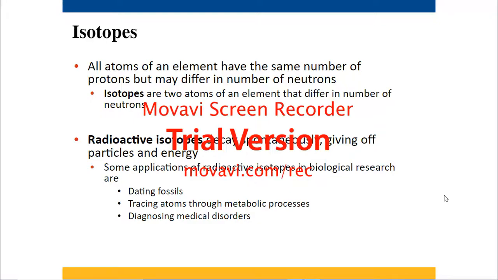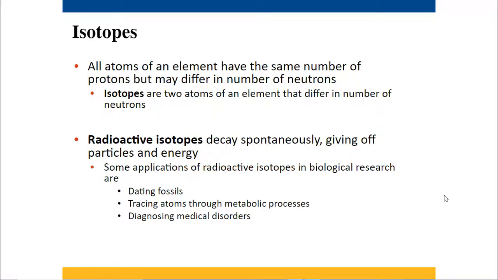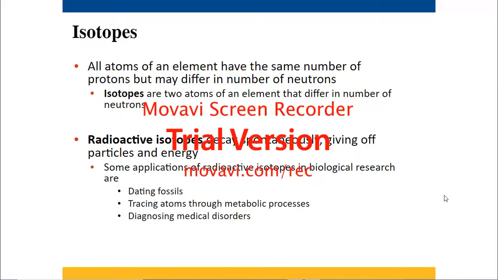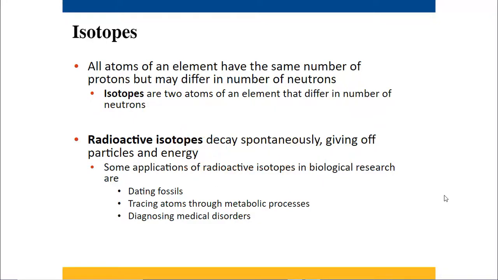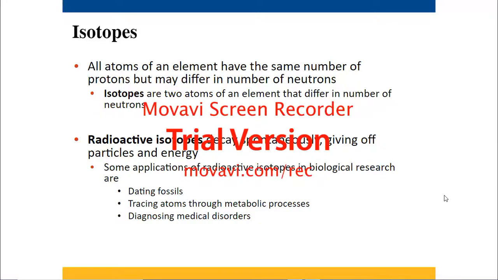You have isotopes of carbon, you have isotopes of hydrogen, and you have these naturally radioactive isotopes, which are very useful for biological research. For example, dating fossils, tracing an artery by giving someone some type of radioactive solution, and diagnosing medical disorders. So these radioactive isotopes, particularly carbon and hydrogen, can be very useful in biological research.